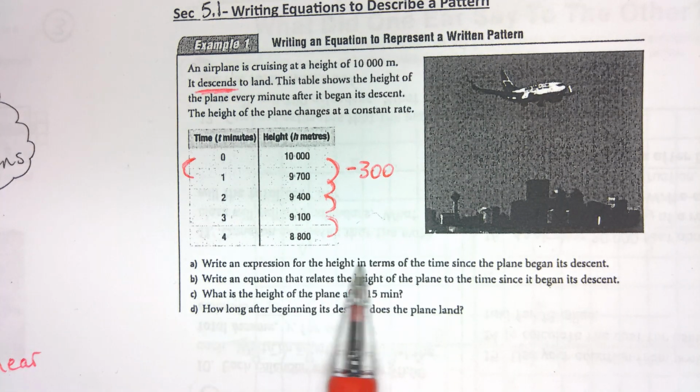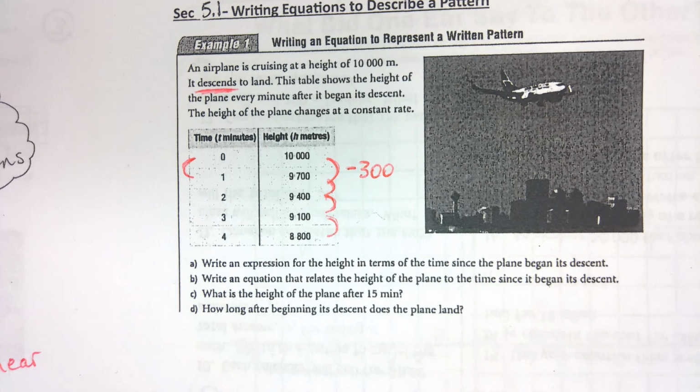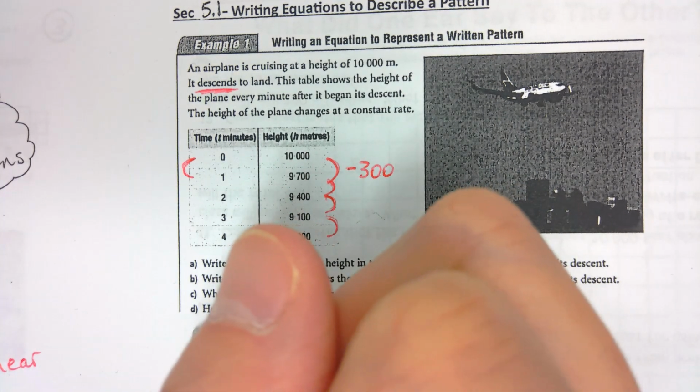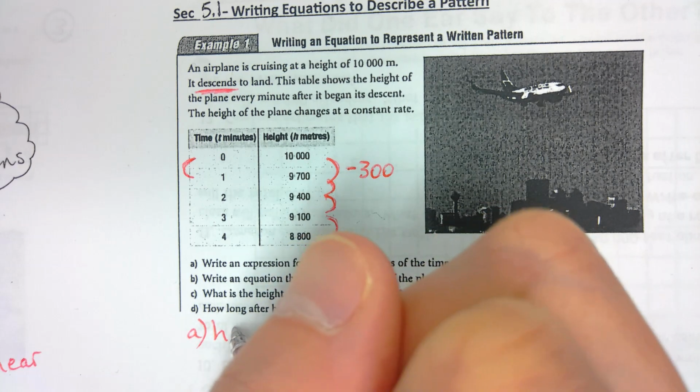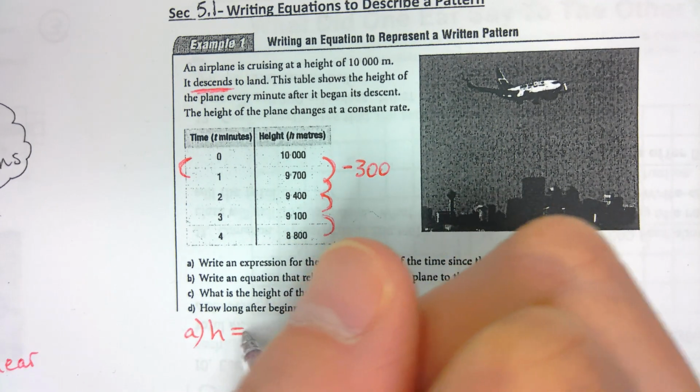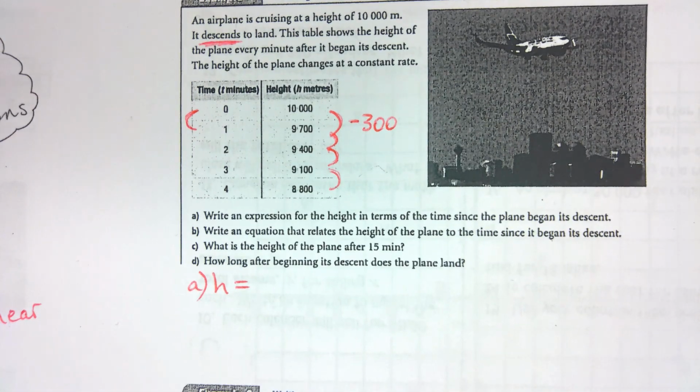Write an expression for the height in terms of time since the plane starts its descent. So h equals, okay. Can somebody tell me the formula then? The equation? Edward?